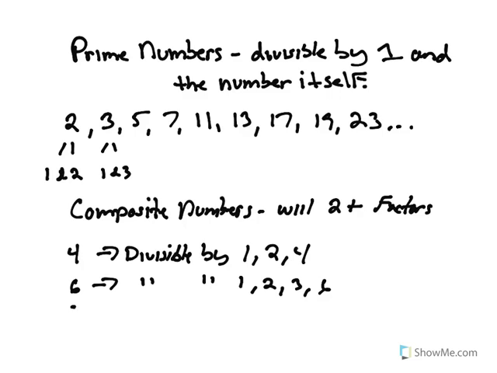Another example would be 8. 8 is divisible by 1, 2, 4, and 8. Again, we have more than 2 factors, so it's not prime.